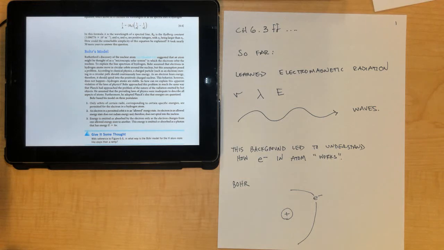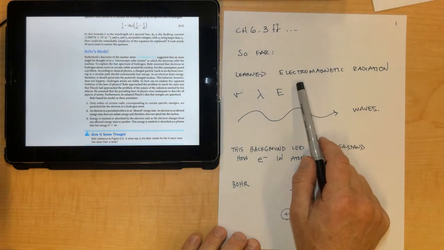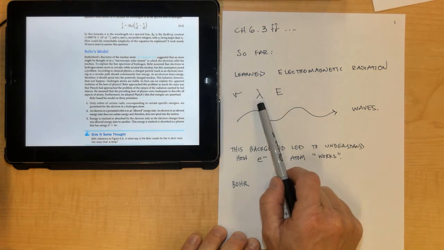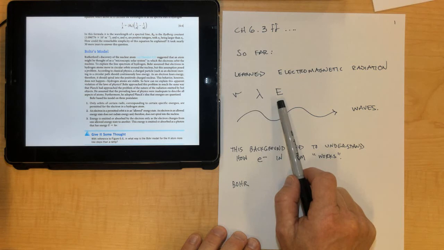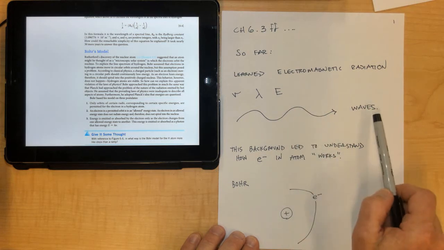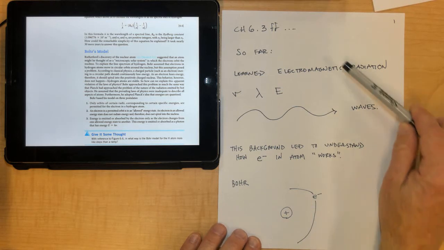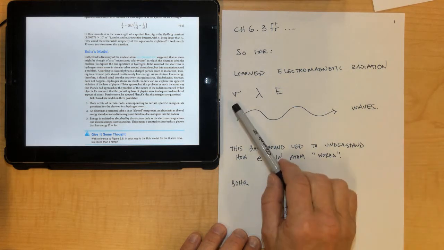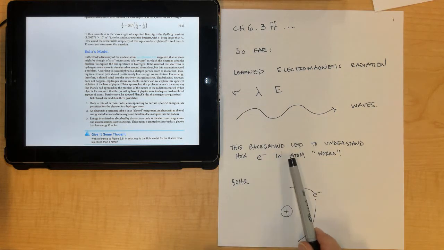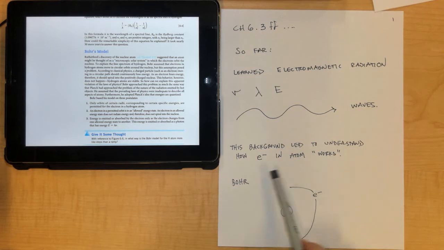So far in this chapter, we've learned that electromagnetic radiation is described by its frequency and its wavelength, and we can calculate the energy of photons of those pieces or wave chunks of electromagnetic radiation waves. This work with waves, lambda, nu, and energy gave us great background into understanding how electrons in atoms actually work.